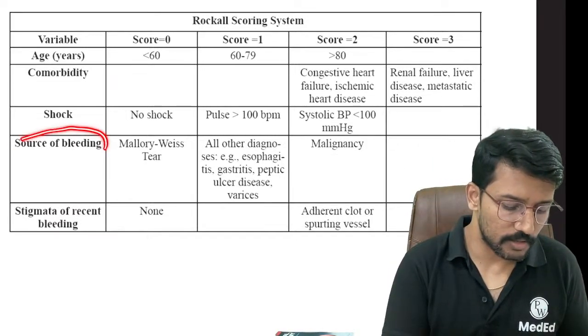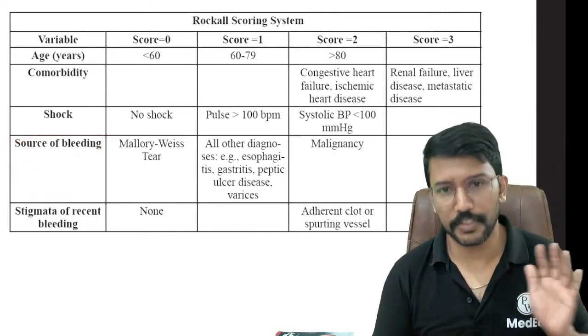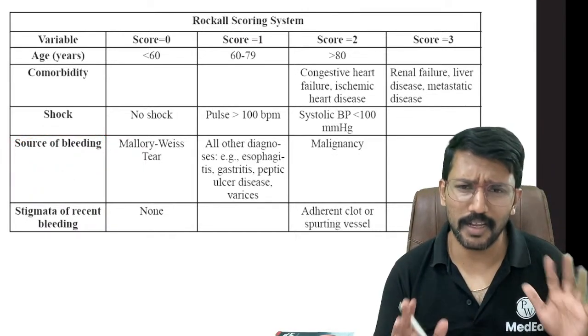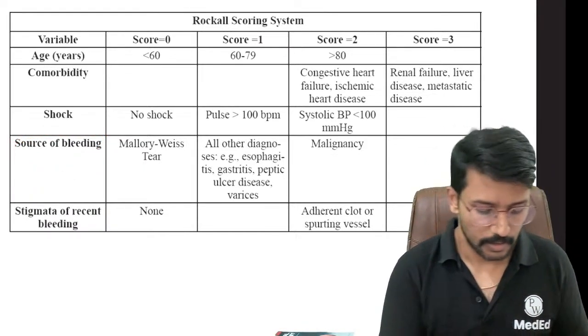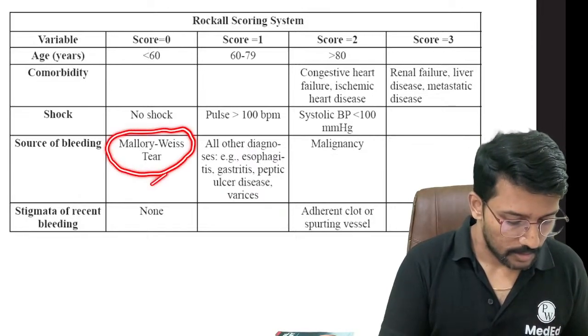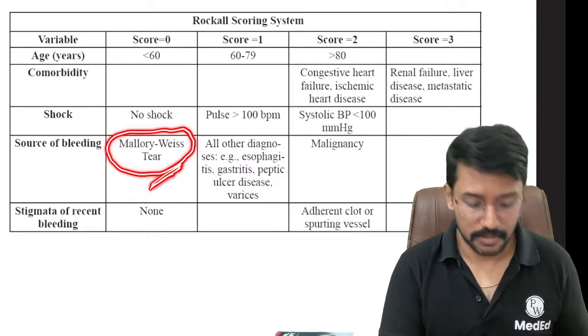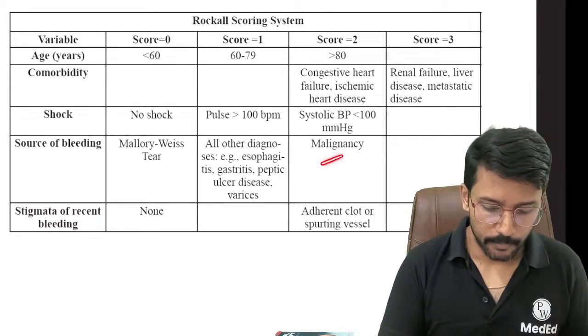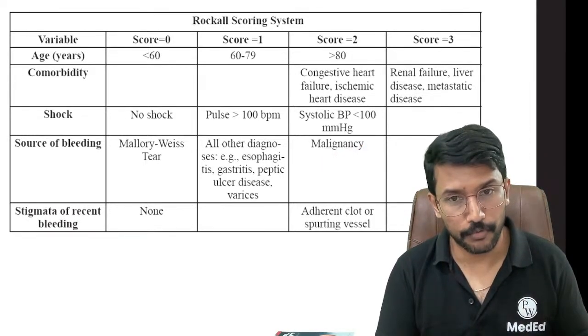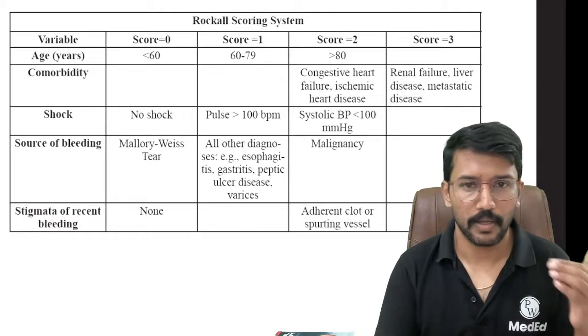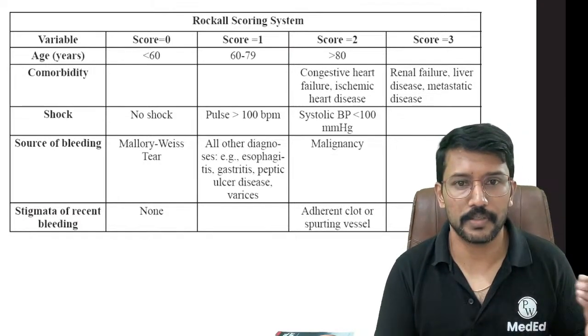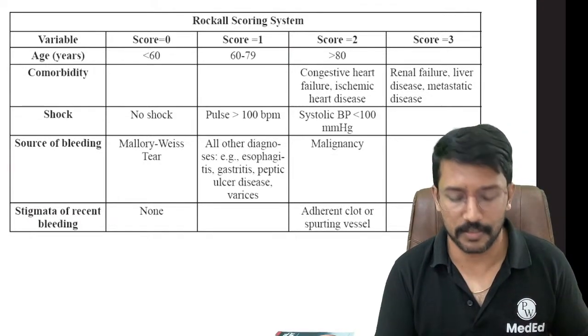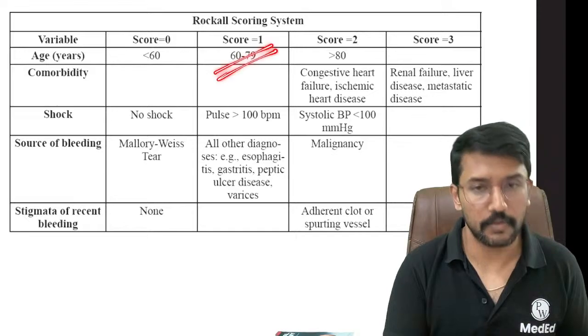And most importantly, the source of bleeding. We have just learned that Mallory-Weiss tear is a benign disease, doesn't cause major problems, right? So if the patient's reason for upper GI bleed is Mallory-Weiss tear, we will give a very low, 0 score, right? On the other hand, malignancies continue to bleed profusely, so we will give a higher score. And if there are other diagnoses like esophageal varices, gastritis, peptic ulcer, in all those cases we will give 1 score.